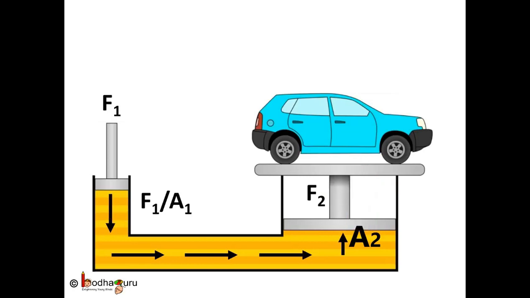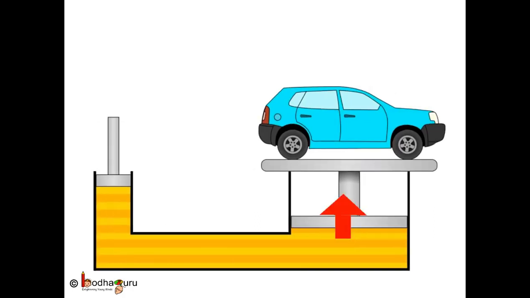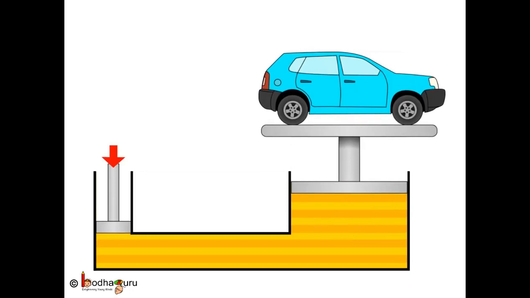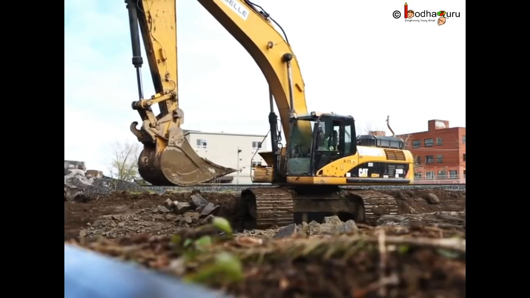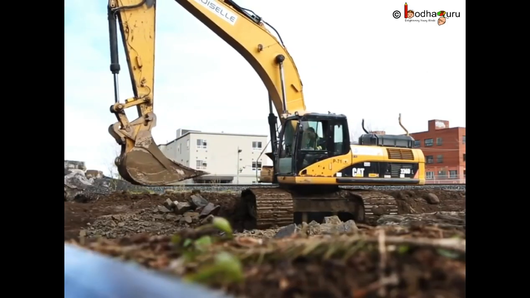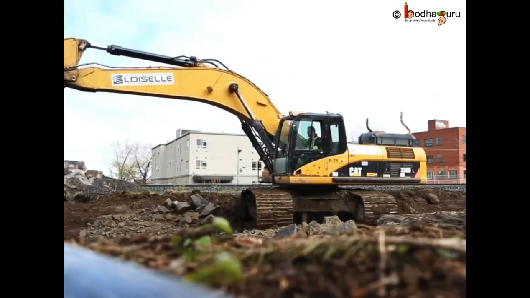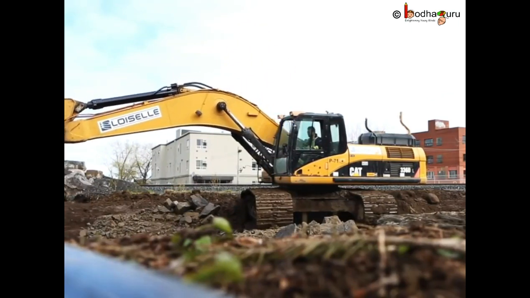So we see force gets multiplied many times. Thus, we can generate enough push to lift a heavy car by applying a much smaller downward push in the smaller piston, that is in the left arm. Thus, hydraulics is used to generate huge force by applying much smaller force in many heavy vehicles like bulldozers, trucks, etc.